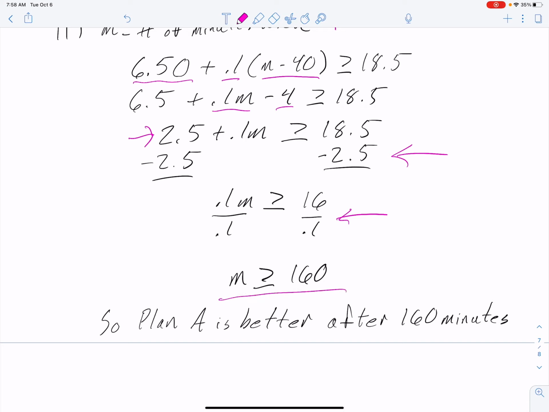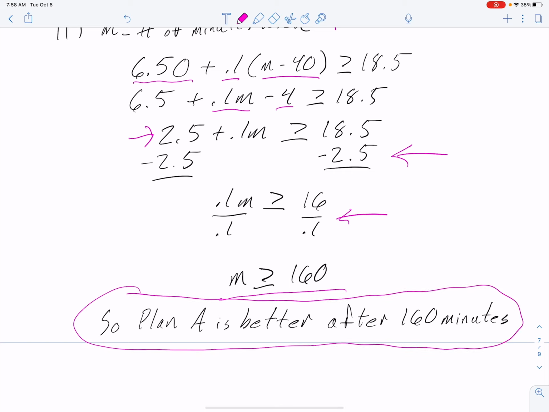So what that's telling me is that plan A is better after 160 minutes. If I'm going to make 160 minutes of calls, neither plan matters because they're going to amount to the exact same value. But by the time I make more than 160 minutes worth of calls, plan A becomes the better plan.